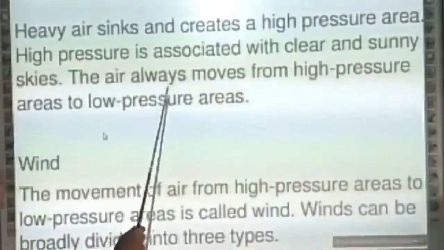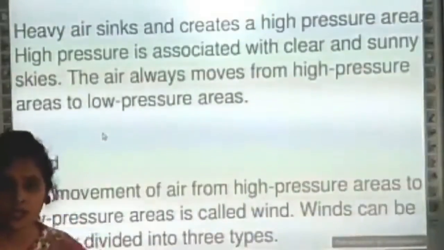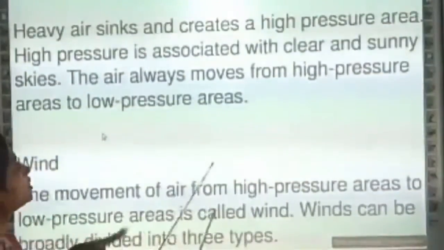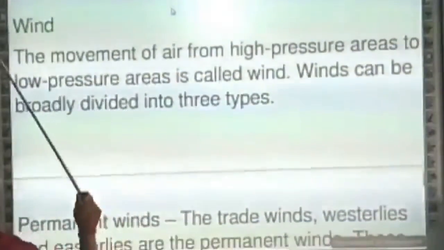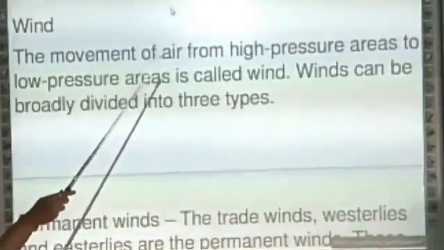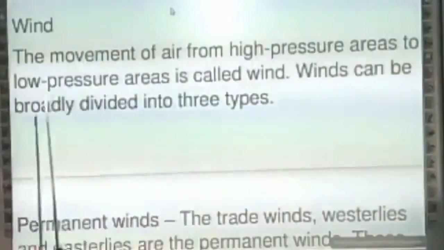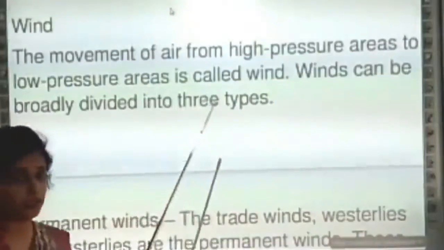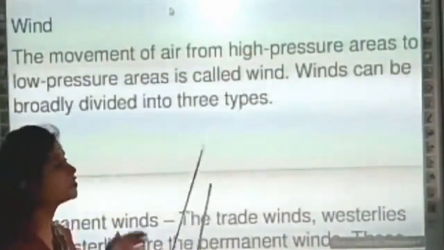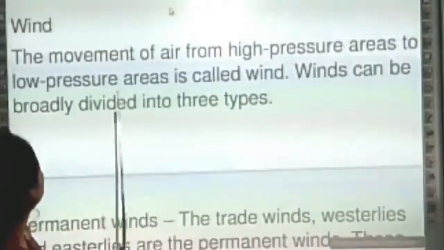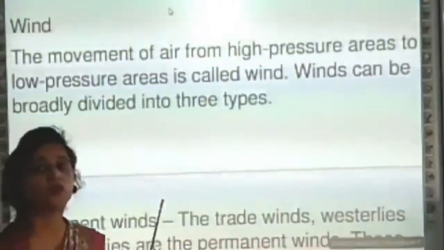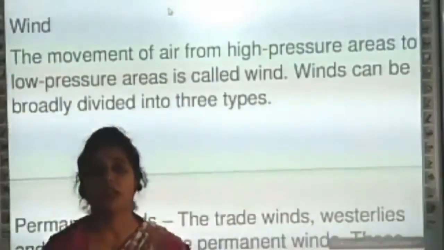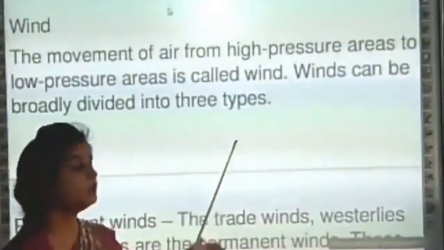The air always moves from high pressure area to low pressure area. Now we are coming to wind. The movement of air from high pressure areas to low pressure areas is called wind. The air that moves from higher pressure to lower pressure is called the wind.